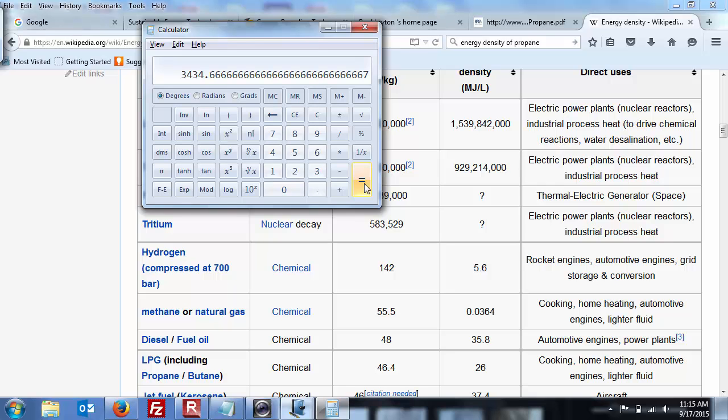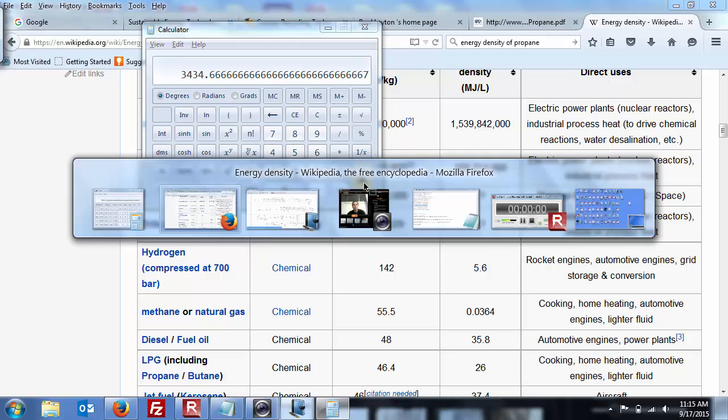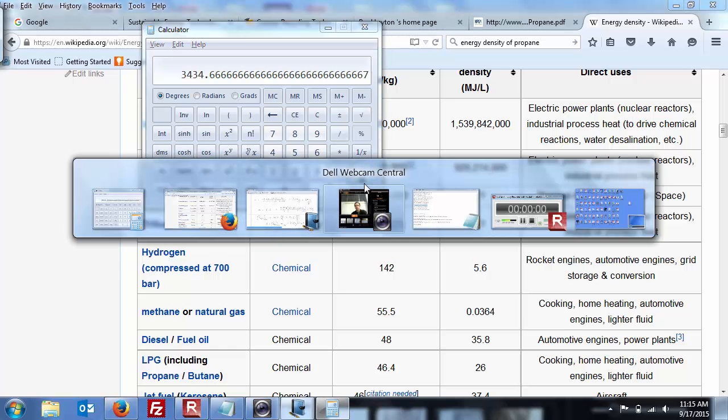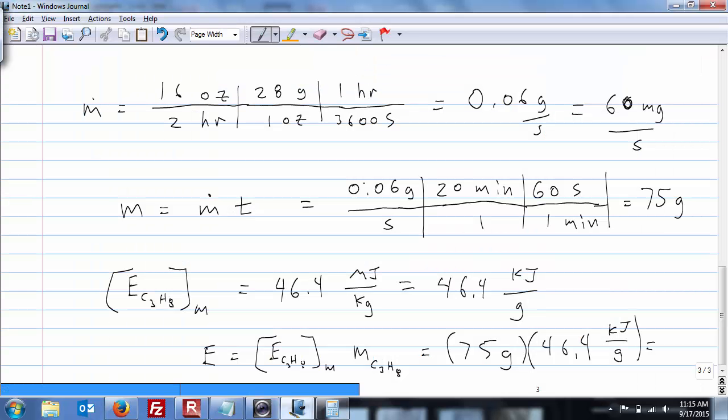3,000 kilojoules. 3,400 kilojoules. I'll just call it 3,400 kilojoules. Does that seem about right to you? That we would use 3.4 megajoules of energy to melt 3 grams of gold?